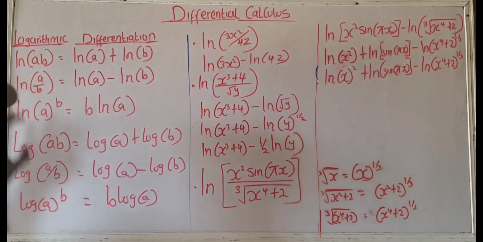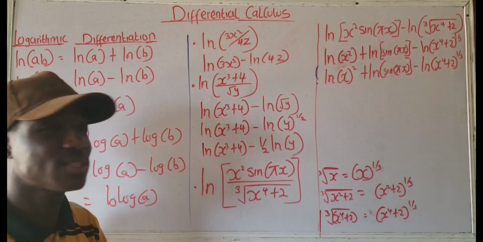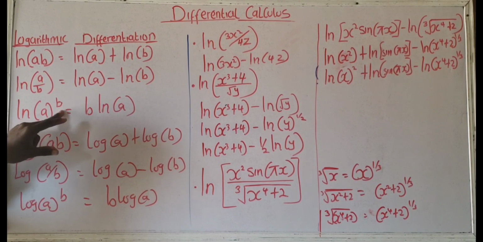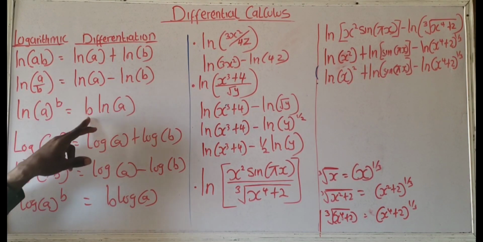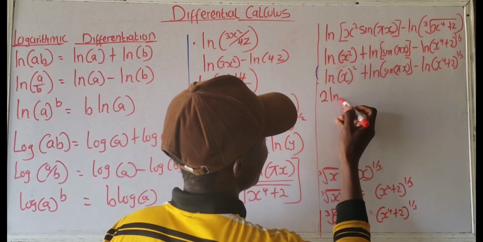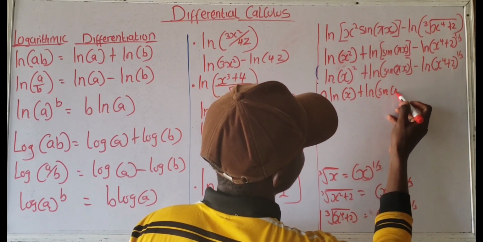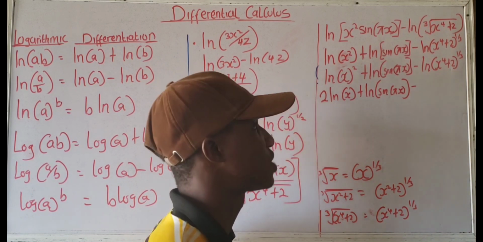Now let's go back to our rules. You have to understand these 3 rules. What I'm doing revolves around them. So now look, we have the log of a power. What is the power of x here? 2. And we've been taught that the log of a power is the product of that power and the log. So ln a raised to the power of b is equal to b ln a. Here, ln x raised to the power of 2 is what? 2 ln x plus ln sine pi x minus, now we have ln x to the power of 4 plus 2 raised to the power of 1 over 3.